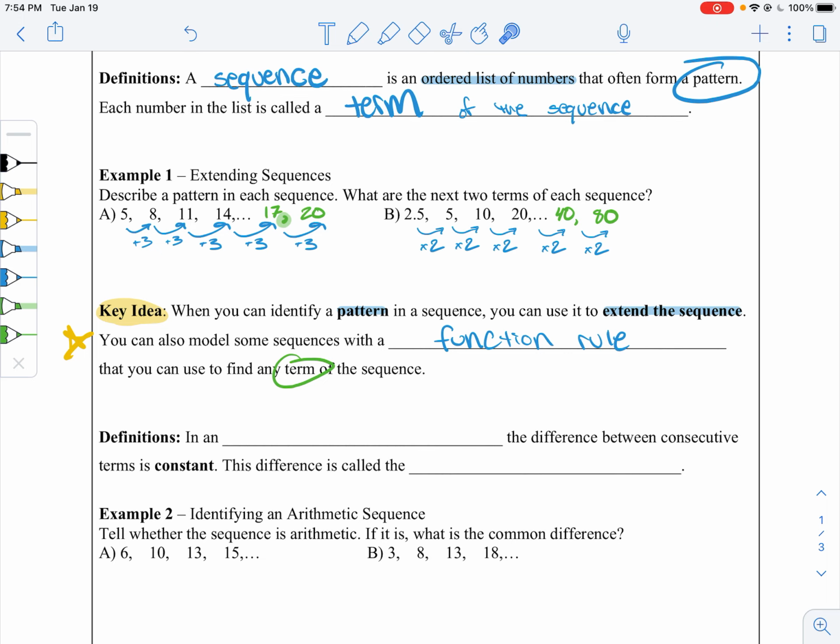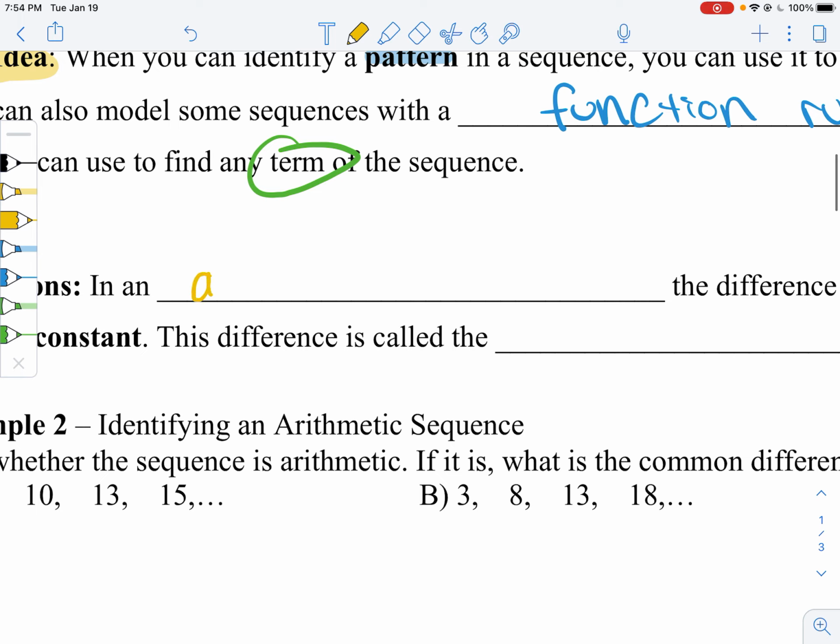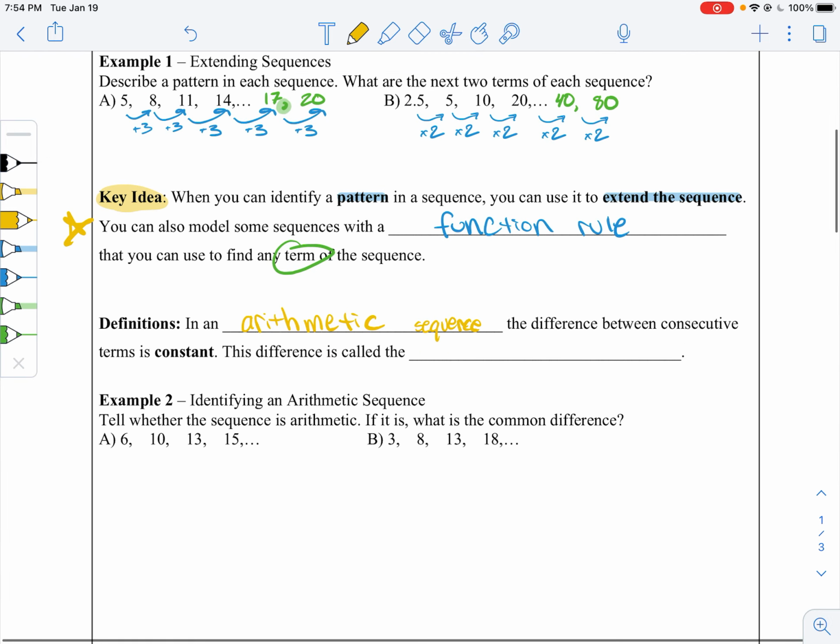Let's talk about a very special kind of sequence. We have an arithmetic sequence. So it looks like arithmetic, which is like adding, subtracting and stuff. An arithmetic sequence is one where the difference between consecutive terms is constant. That means the difference between terms doesn't change. We call it a common difference.